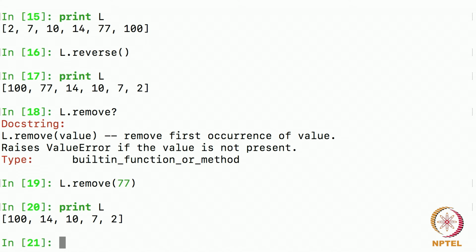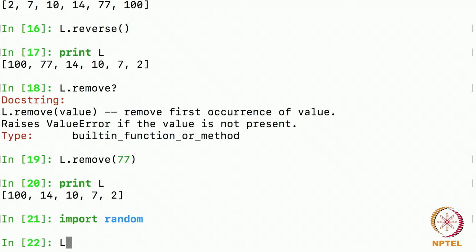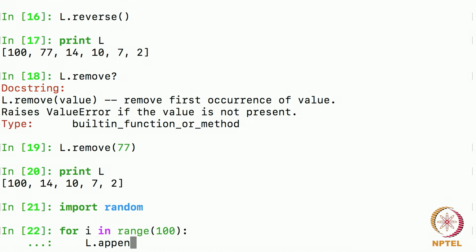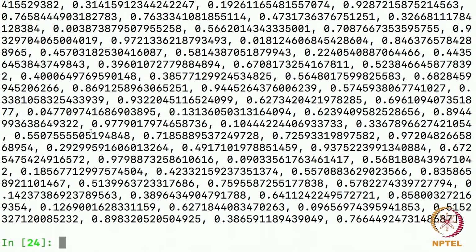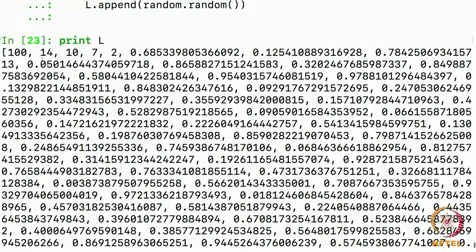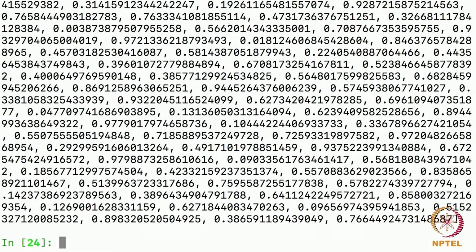Let me type something non-trivial and show you what all you can do with the lists. We use the random function, right? So let's import the random library, and then I say for i in range 100, L append random. So which means it appends 100 random numbers to L, print L, and you see a lot of random numbers, apart from the initial 100, 14, 10, 7, 2 that we appended, we now have 100 random numbers appended, okay.